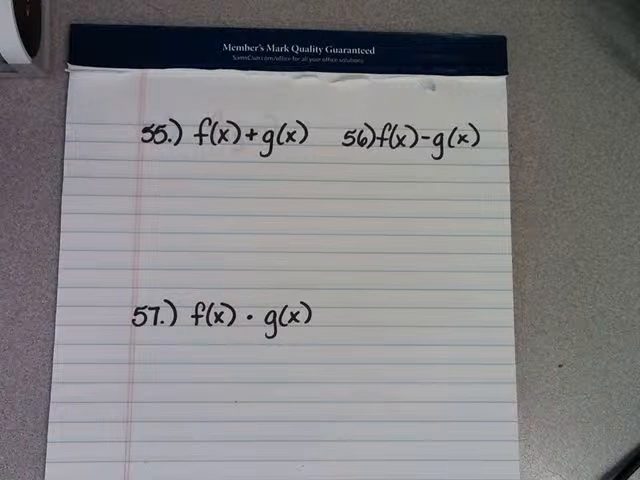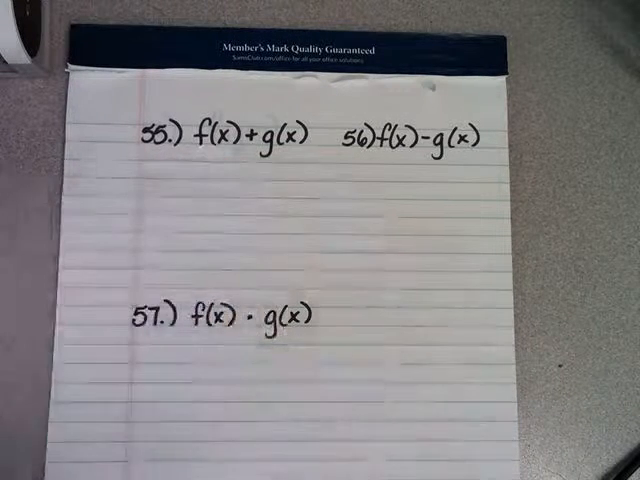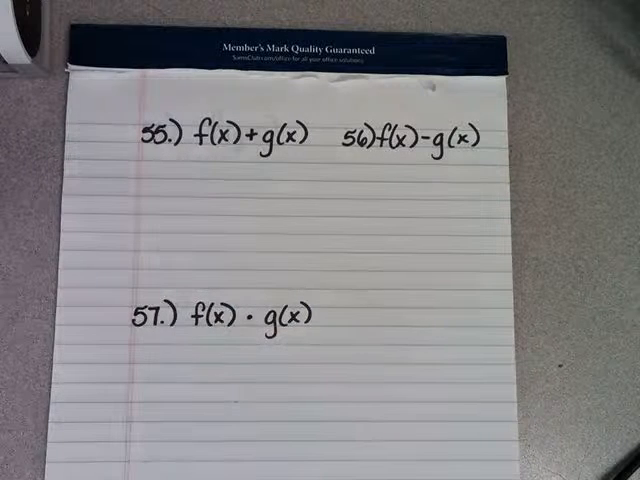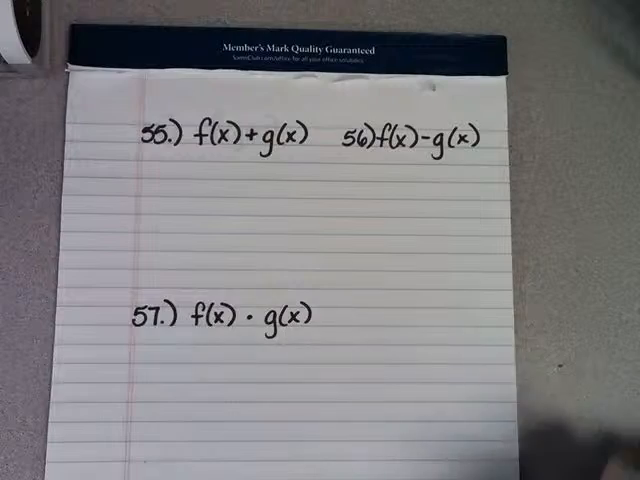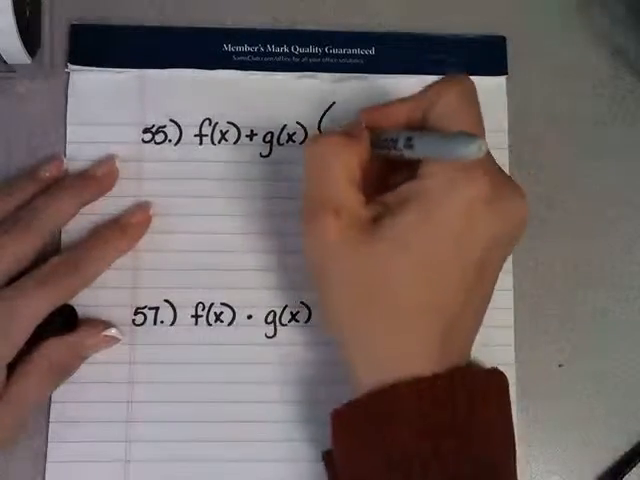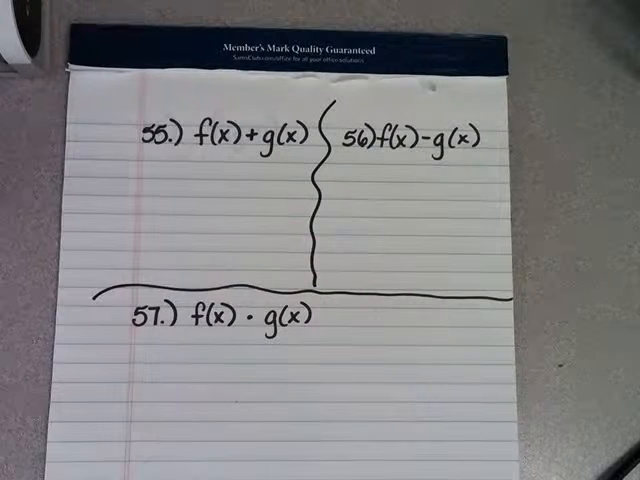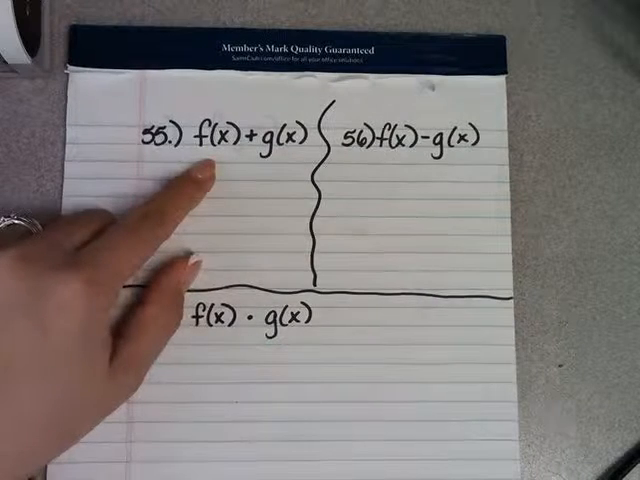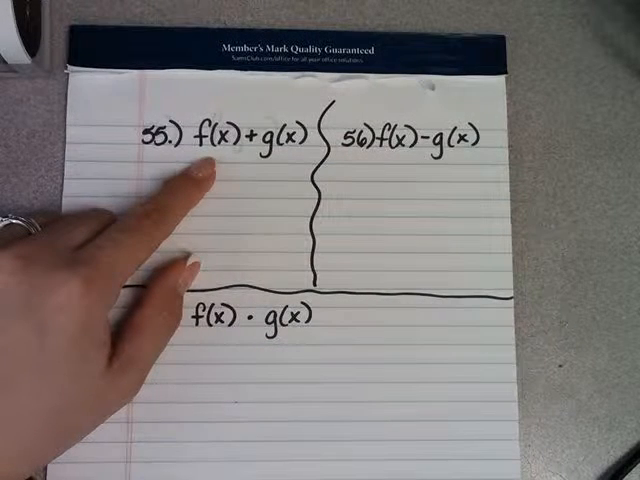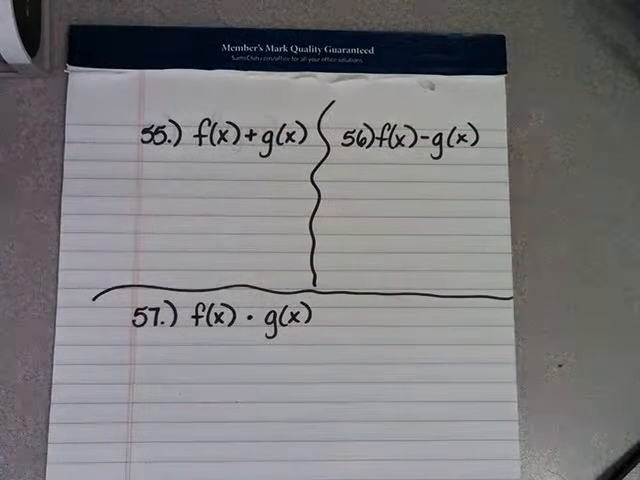Just simply tell me what those letters are telling you to do. What does this mean? Nobody? You mean you're gonna add? Add what? Add the functions together. So they told you in the directions what f of x is, and they told you in the directions what g of x is. You're just going to add them together.